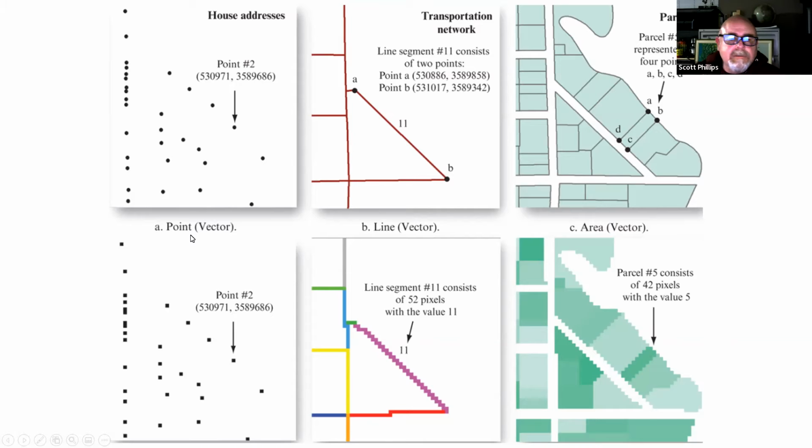If we were using raster, this would be a grid of information where each cell would be either yes or no for the point values. These are lines that would be represented by the cells connected to each other to form a line, like pixels. Or we could have pixels that are turned on or turned off for the areas. And so that's just a brief introduction to different data models, vector versus raster.